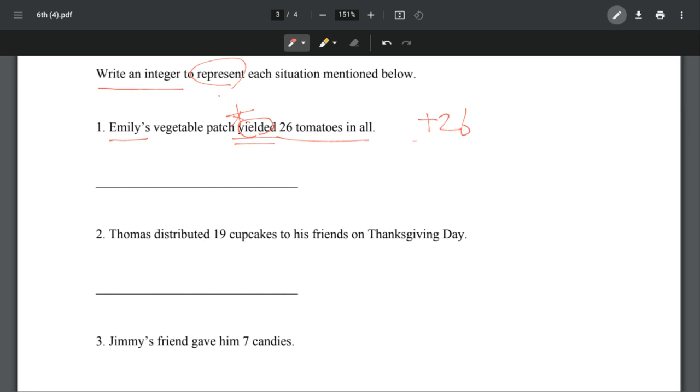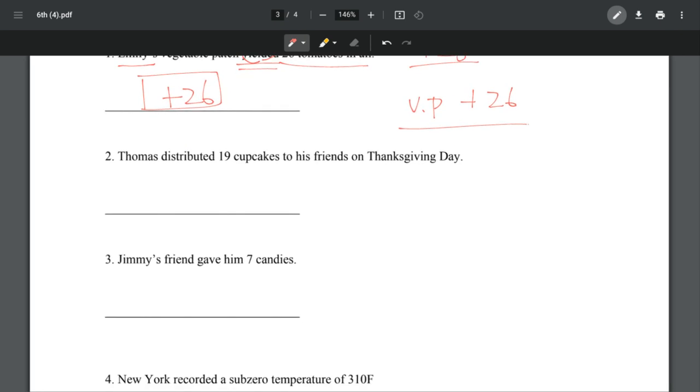So it added 26 tomatoes to the vegetable patch. So it's plus 26 is our answer. Okay, and that's the vegetable patch plus 26.